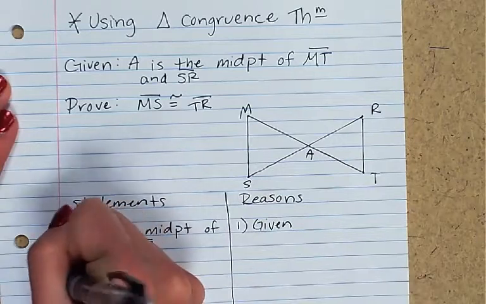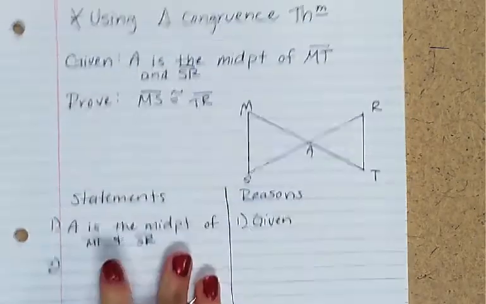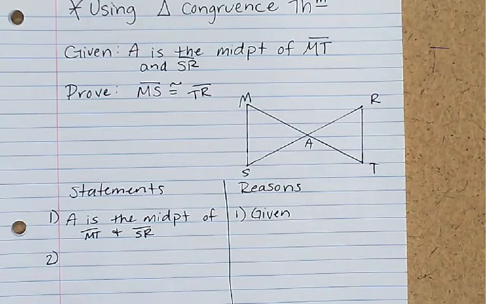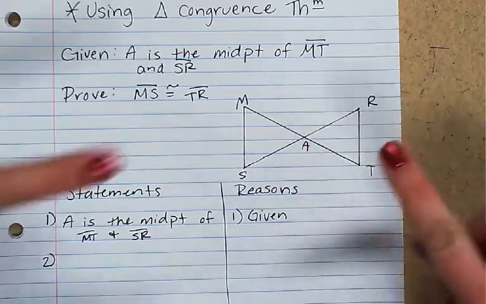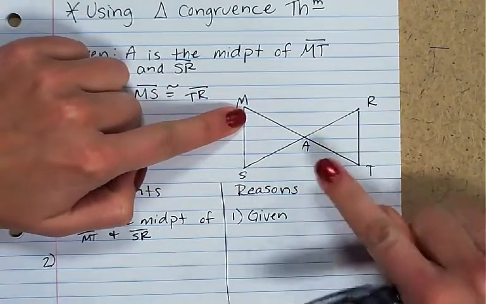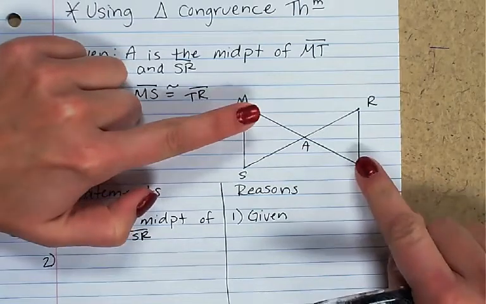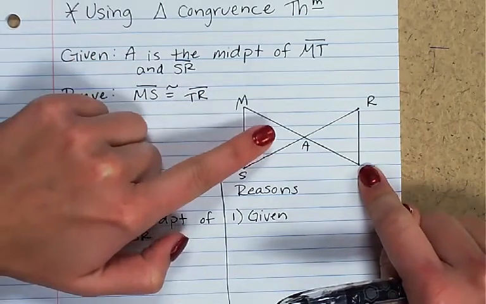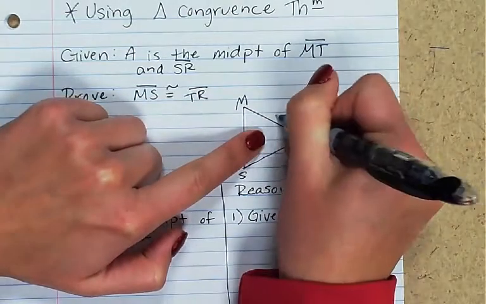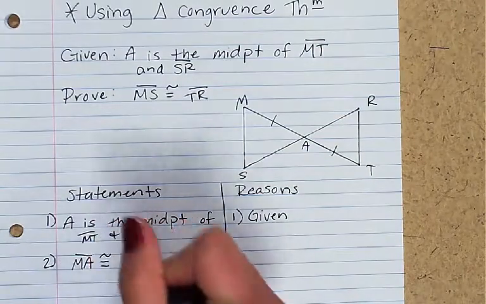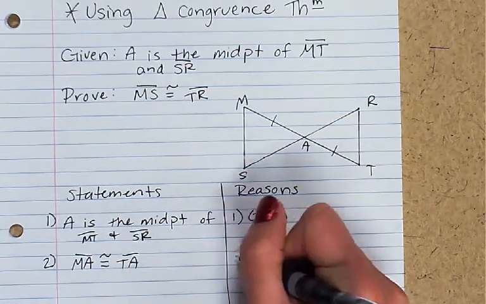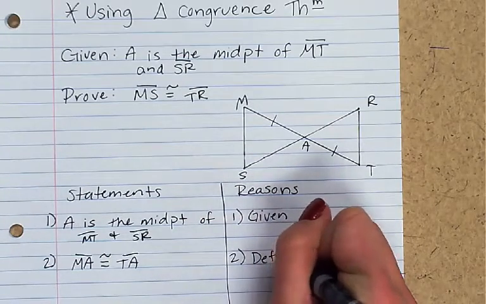Unfortunately for us on this one, in our given, we weren't given just that this is congruent to this, so we don't get to bank one of the congruents super easy. What we're going to have to do is use what this means to come up with congruence. If A is the midpoint of MT, remember what it means to be a midpoint. It's going to cut this in half. If the whole length was 20, A is cutting this into 10 and 10, so these would be the same. So I can say that MA is congruent to TA because that's what a midpoint is. Definition of midpoint.